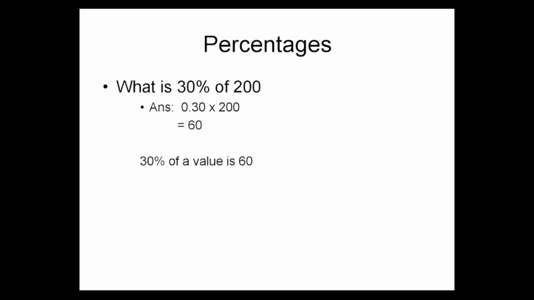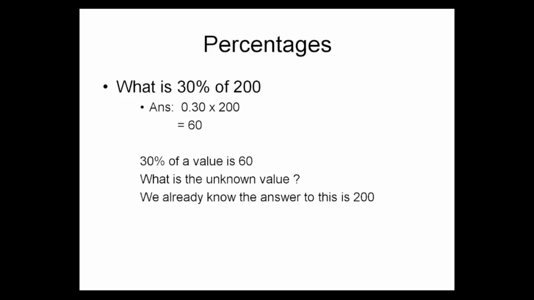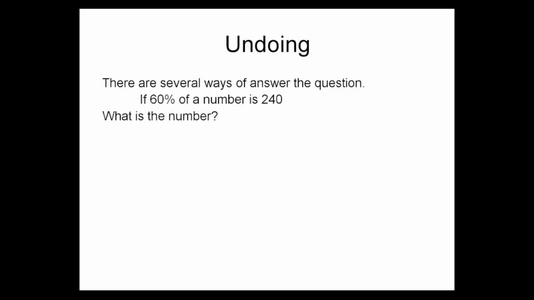However, if I told you that 30% of some value is 60, how would I find the unknown value? Well, in this question, we already know that 30% of 200 is 60, so we know that the unknown value is 200, but how do we normally find this? So we're going to be looking at undoing. We've found 30% of something, and we want to undo that.